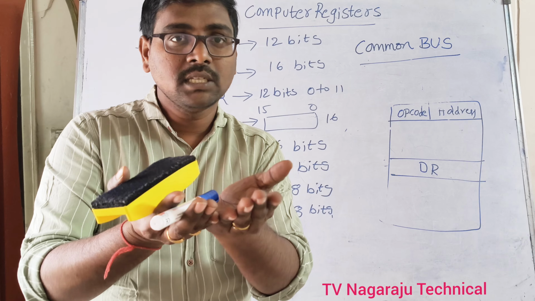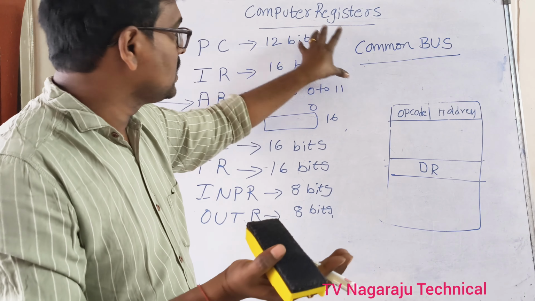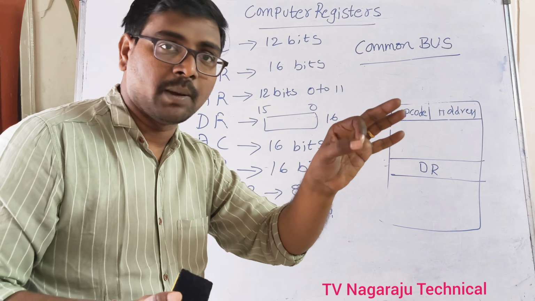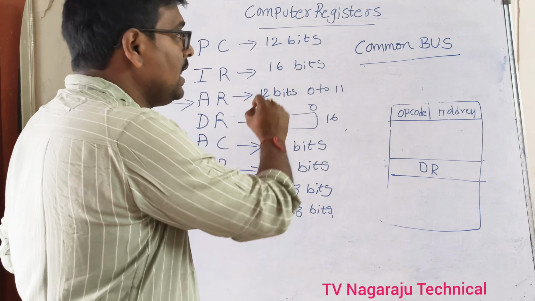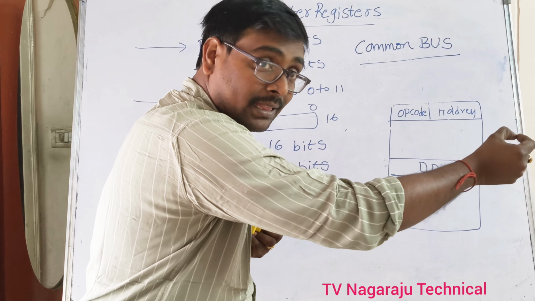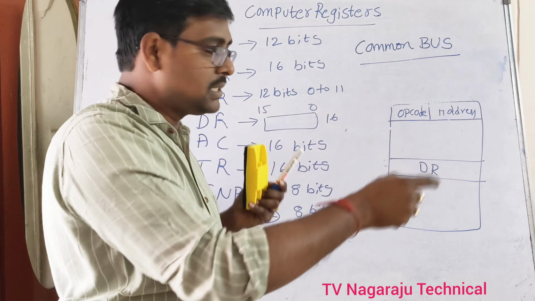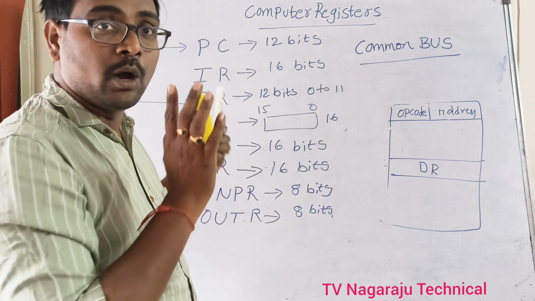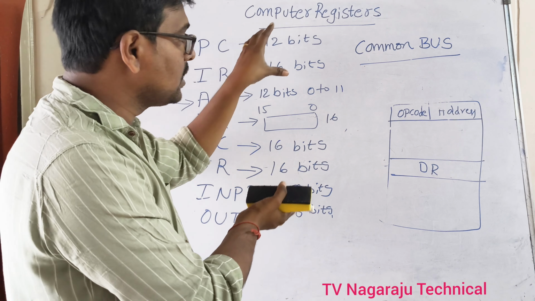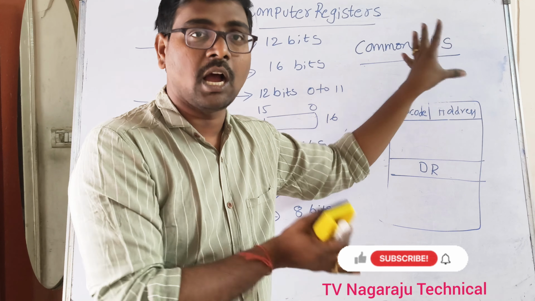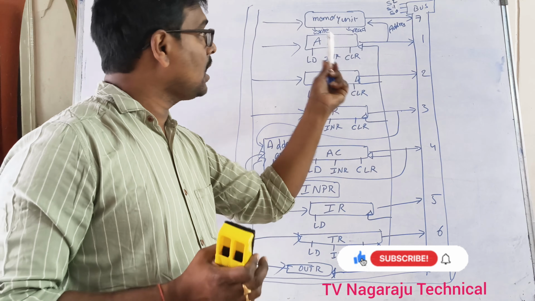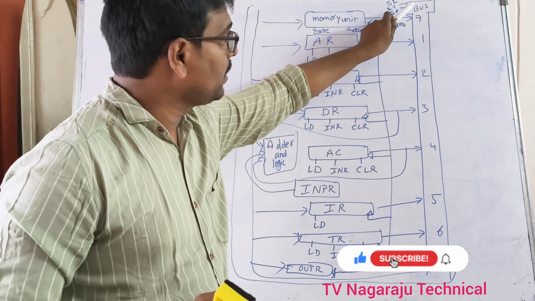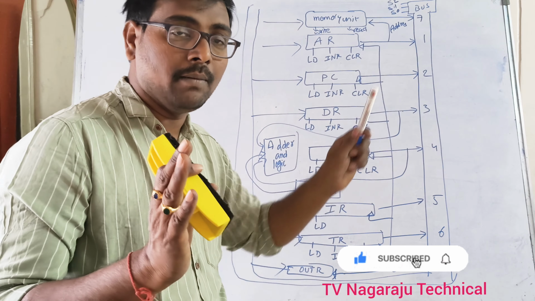So what is the advantage of common bus? The common bus is connected with all the registers and memory unit. At a time, only one register can place data on the bus. By using the bus, all are connected. Okay. Now I will show you how the registers and memory unit are connected to the common bus. Now this is the common bus system. Here we are using a 16 line bus.